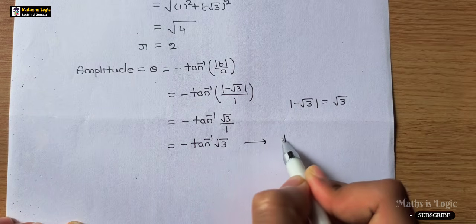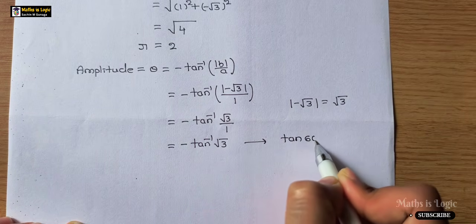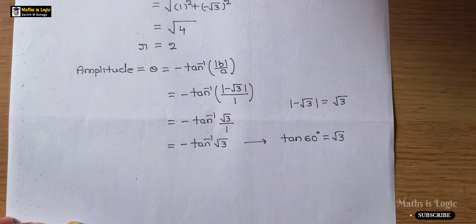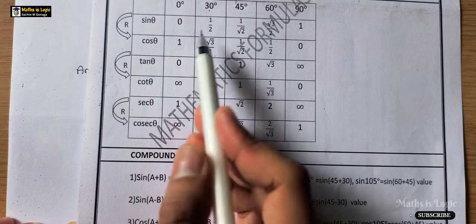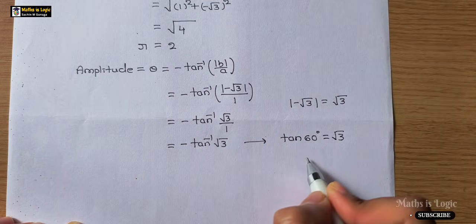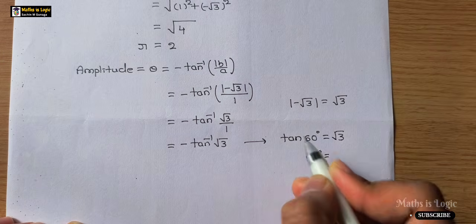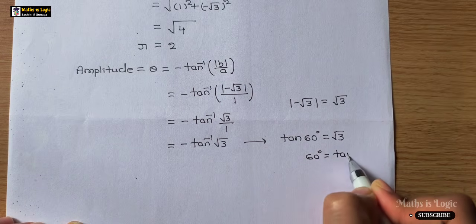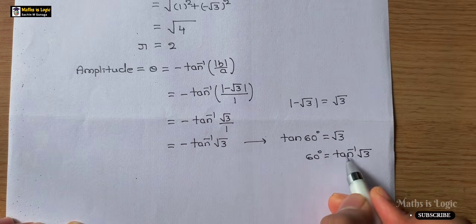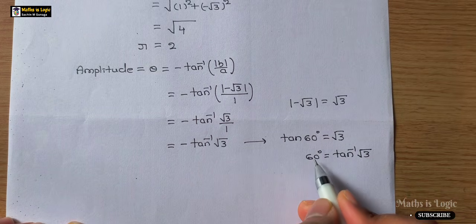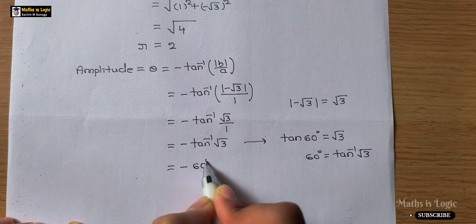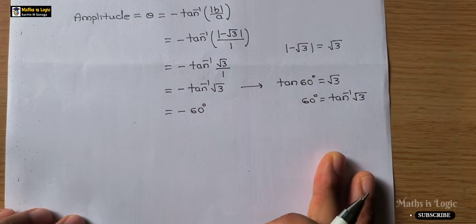Next, we know tan 60 degree value is root 3. Correct? Tan 60 degree value is root 3. So if I keep 60 degree as it is and shift tan to that side, it becomes the inverse function, tan inverse of root 3. So that means tan of which degree value is root 3? 60 degree. Therefore minus, you keep it as it is, substitute here 60 degree.